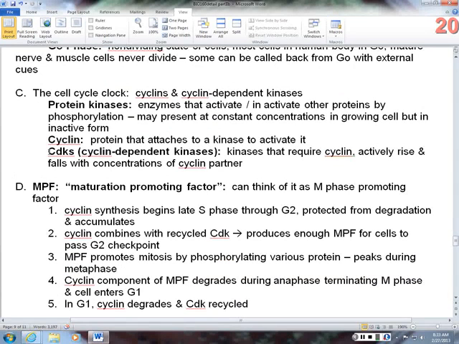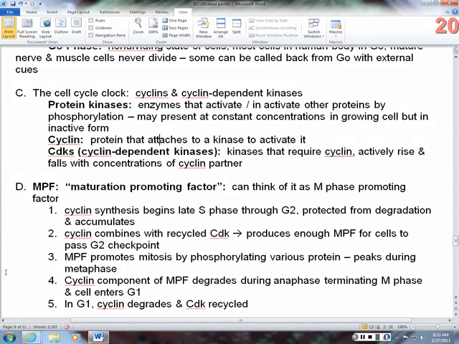So cyclin is going to attach to a kinase to activate it, and that's where you get the name, the cyclin-dependent kinases, that require a cyclin, and their activity rises and falls with the concentration of the cyclin partner. So it's just the particular name of the protein that's going to regulate this cycle in there.